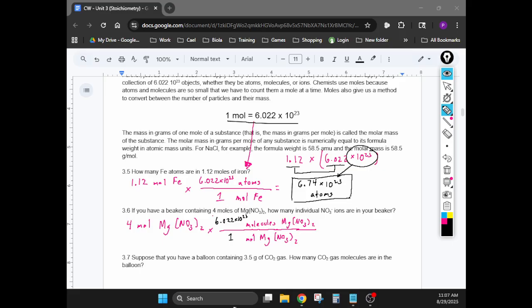Alright, now we are not done yet, because if you notice, the question is not asking about magnesium nitrate, right? It's asking us how many individual nitrates are there. So we can't stop here. We actually need to add one more conversion factor. And what we have to do is turn Mg(NO3)2 into nitrate, NO3 minus.